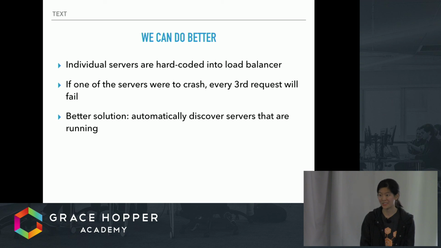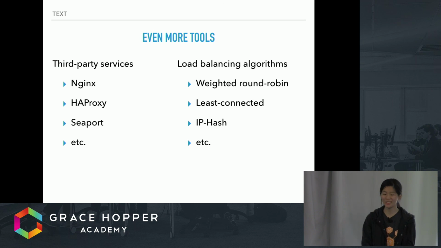So a better solution is a load balancer that automatically discovers which of the servers are running currently. And something called cport, it's a service manager which maintains the updated list of running servers. Something like cport is going to help you build a load balancer that overcomes these problems. And there are even more tools out there, like I said. Something like nginx is very popular, so is HA proxy.